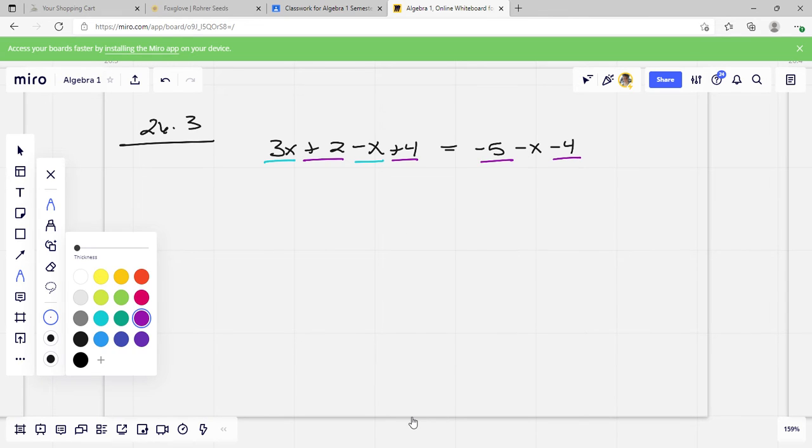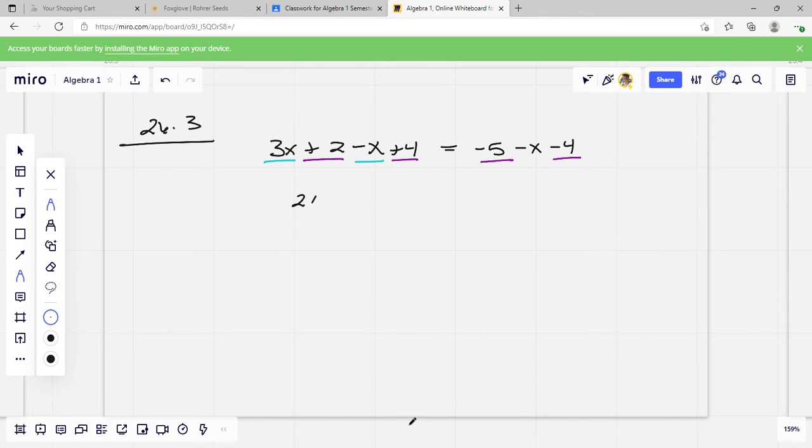If I put together my 3x minus x, that means minus 1x, so 3 minus 1 would be 2x. Then 2 plus 4 would be positive 6. Then if I put this 5 and this 4 together, they're both negative, so that'll be negative 9 minus x. Now I've got all my like terms combined on either side.